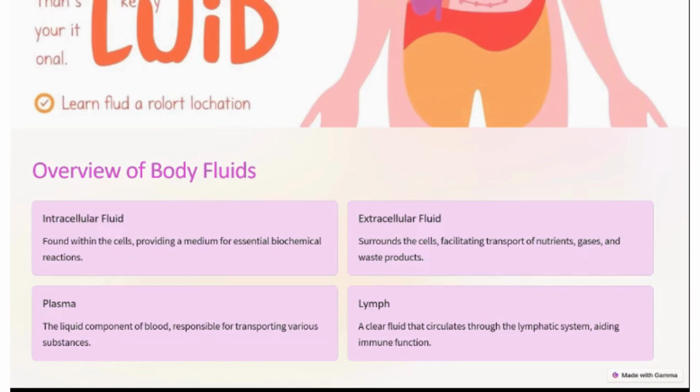On the other hand, the extracellular fluid, or the ECF, is the fluid which is outside the cells. This includes two main components: the interstitial fluid, which bathes the cells, and the plasma, which is the fluid portion of the blood. Together, these make up about 1/3 of the total body weight. The major ions here are sodium and chloride.